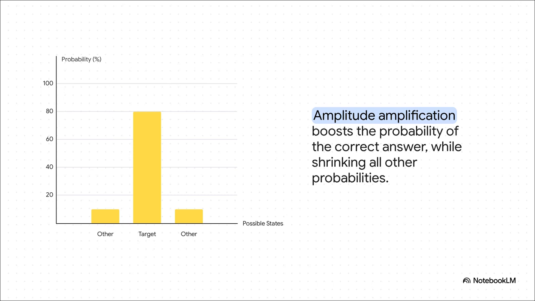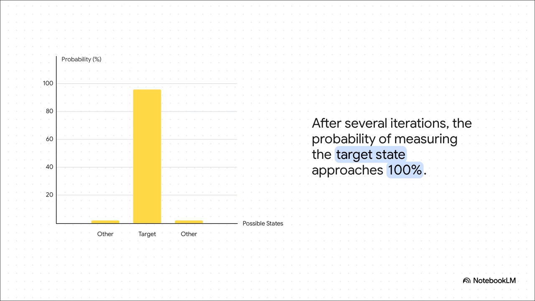Okay, but here's where the magic happens. The algorithm uses this really clever trick called amplitude amplification. Think of it like a quantum tuning fork. In each step, it pings the system in just the right way to make the correct answer resonate, boosting its probability. And at the same time, all the incorrect answers, they get just a little bit quieter. And you just keep doing that.